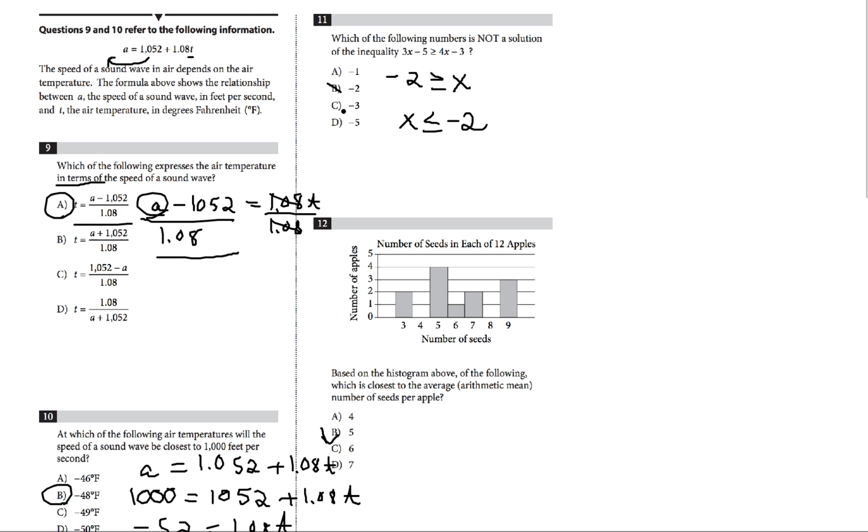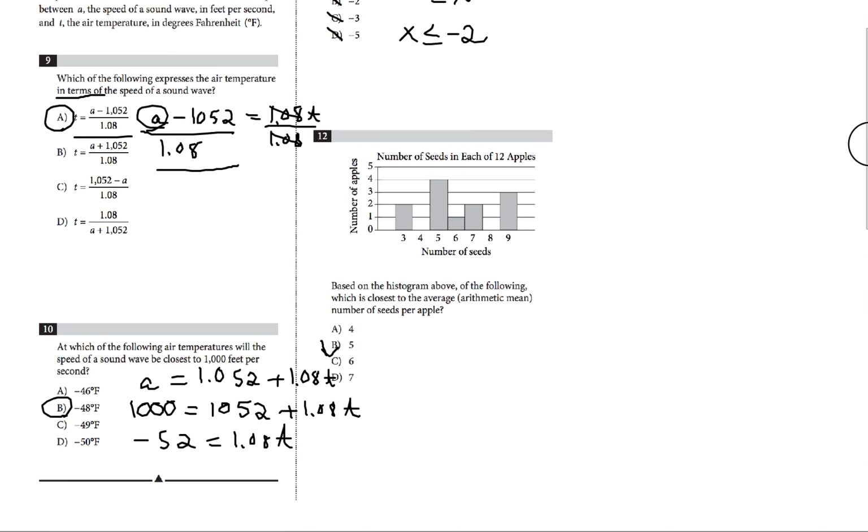Well, negative 2 is less than or equal. Negative 3 is less than, negative 5 is less than, so the answer is negative 1. It would have been really easy, though, to just plug this negative 1 in and say, oh, that works. So work from your answers when you can.